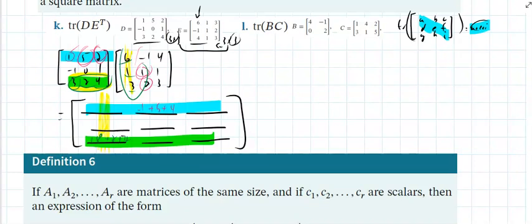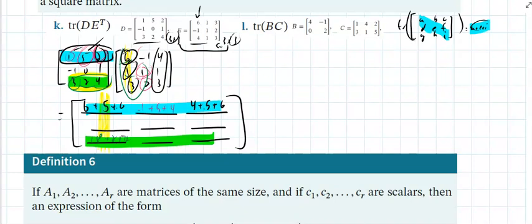So let me find the first whole row. To find the first row, I have to use this. To get the first, I use the first. 1 times 6, that's 6, plus 5 times 1 is 5, and 2 times 3 is 6. To get the third, I use the third. 1 times 4, plus 5 times 1 is 5, plus 3 times 2 is 6.